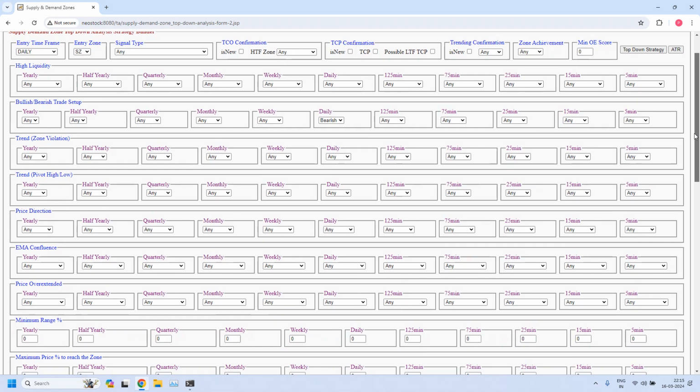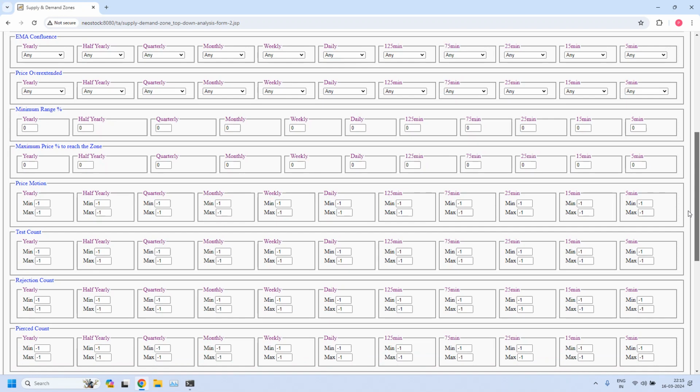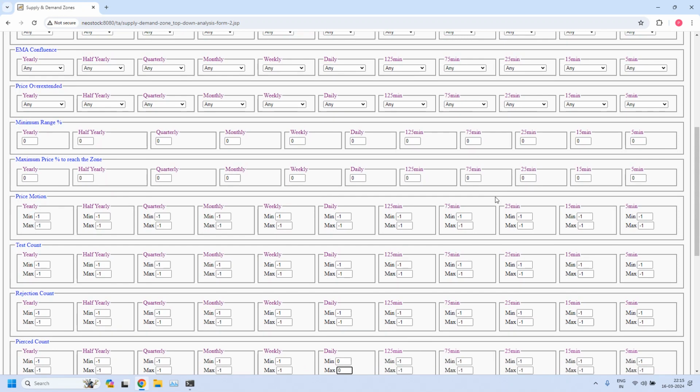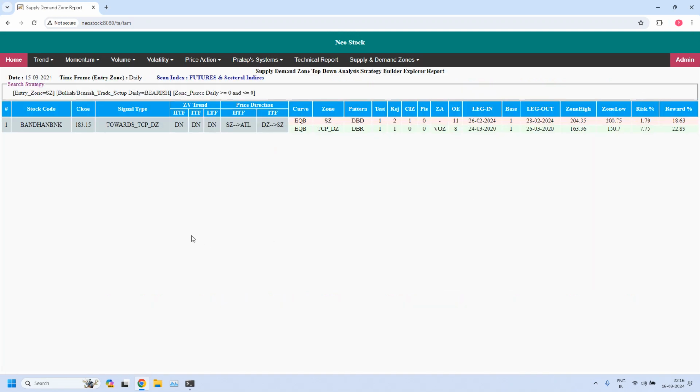Only one filter we are going to set. That is, we don't want pierced count. So in the daily time frame, I am setting the pierced value, minimum 0, maximum 0, which indicates the zone is not pierced. Now let me filter. Currently only one stock is supporting the bearish trade setup.